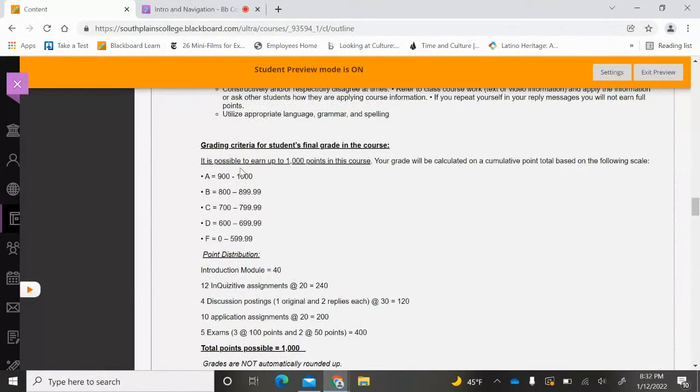And then this is the big deal. Everyone wants to know how grades are calculated. I use a point system. You have the opportunity to earn a maximum of 1,000 points in this class. Okay, if you get anywhere between 900 and 1,000 points, that means you've earned an A. If you don't and you get 800 to 899.99, that is a B. Same for C, D, and so forth.